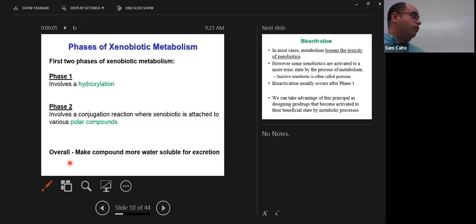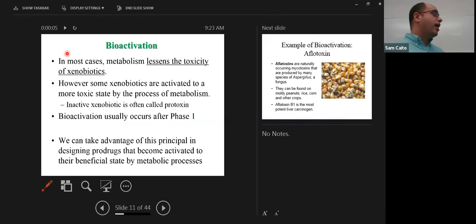However, when we do this, we're also trying to make the compound less bioactive. We're trying to make it so that it does not harm our bodies any further. There are instances in which compounds actually become activated by the whole process of xenobiotic metabolism, and this is called bioactivation. So in most cases, metabolism will lessen the toxicity of xenobiotics. However, some xenobiotics are activated to a more toxic state by the process of metabolism. So these inactive xenobiotics will then become active, and this inactive xenobiotic is often called a protoxin.